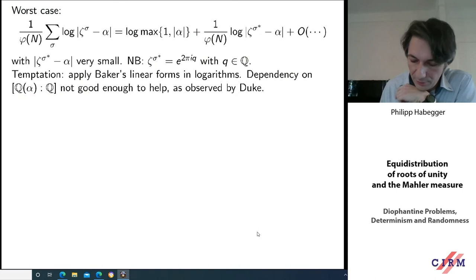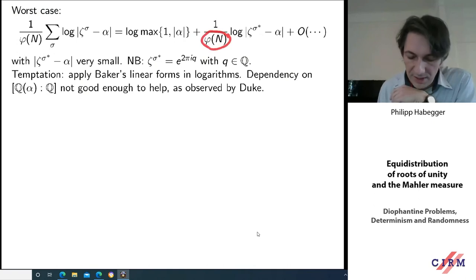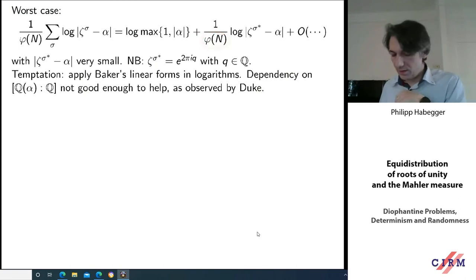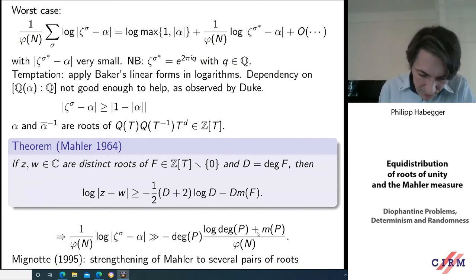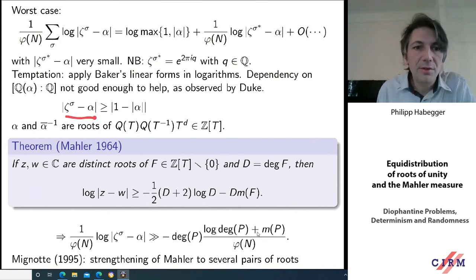So the dependency of the field of definition is usually d cubed or something like that, and that won't be able to dominate this denominator here. So that unfortunately doesn't work. So we have to do something else. And what we do is actually almost a sacrilege. So the thing to do is we have to bound this from below, right?